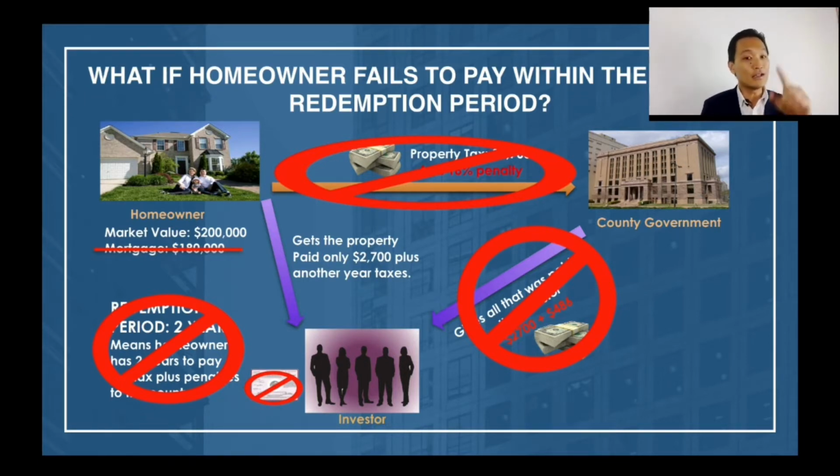Okay, unfortunately, in this case, what percent chance in a tax lien scenario would you get the property? It's about 10 to 15% chance. You will not get the property most of the time. Okay, most of the time you will receive the interest or the penalty. Okay, a small percentage of the time you will get the property.